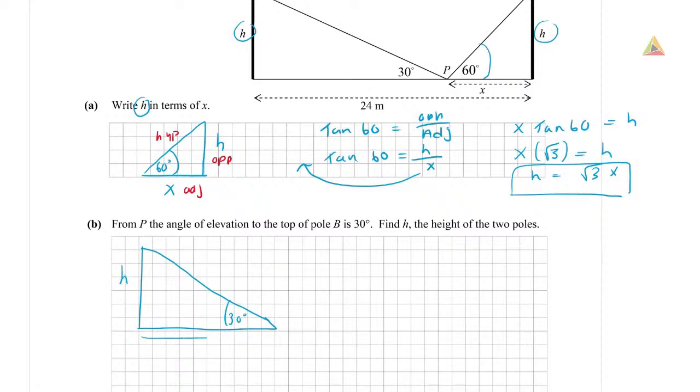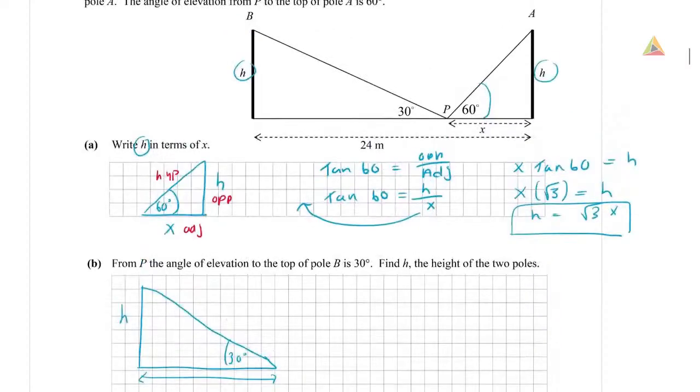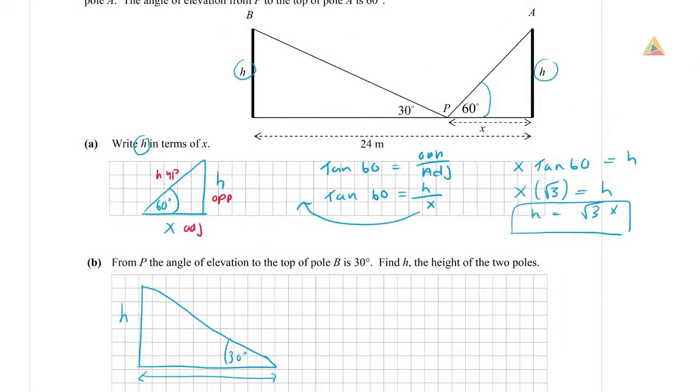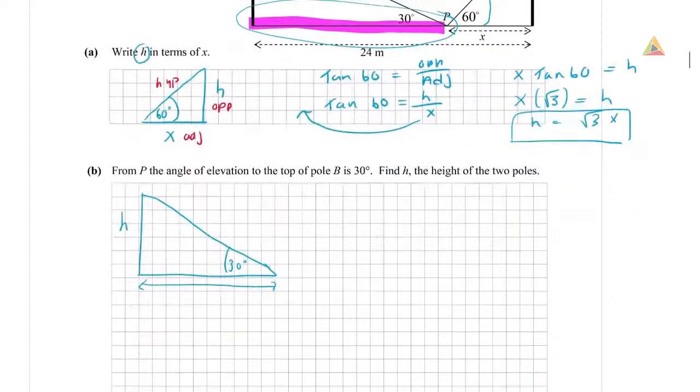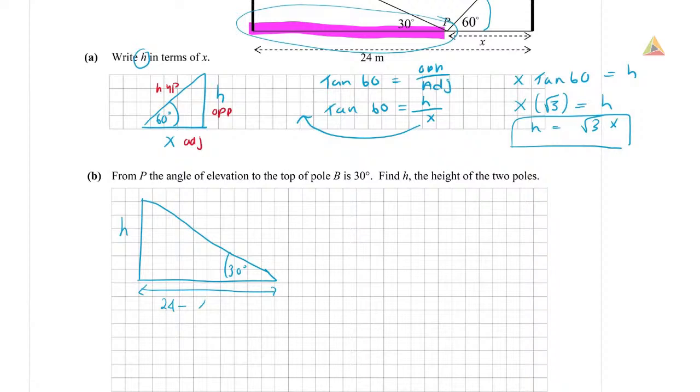Now, if we were to get what this is here, if we look at the bigger diagram, the whole thing is 24 meters, but what we want is this part here. So if the smaller triangle is x, then the part here that I've outlined is going to be 24 minus x, because it's the bigger bit minus x. So we can write that in place of it.